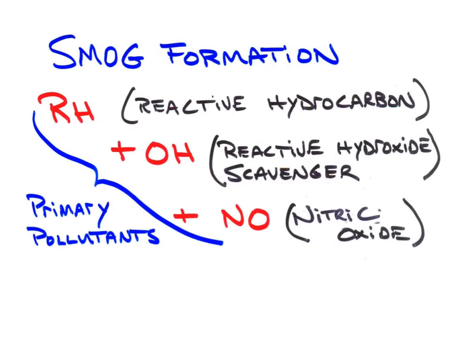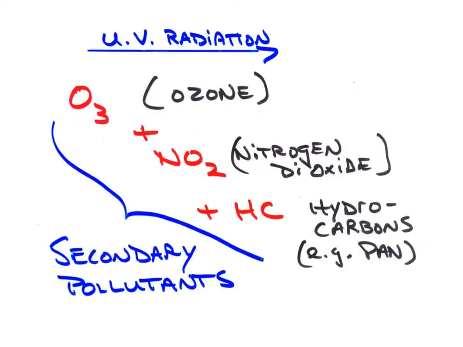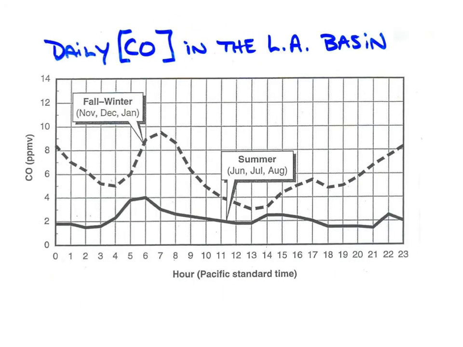One more time, here are the primary pollutants released during morning rush hour. You need to know that nitrogen oxide is a primary pollutant. And here are the secondary pollutants: ozone, nitrogen dioxide, and hydrocarbons, formed from the primary pollutants under the influence of UV radiation.